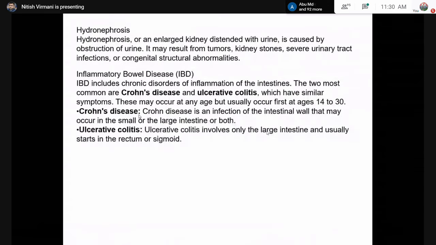Next is hydronephrosis. Hydronephrosis, or an enlarged kidney distended with urine, is caused by the obstruction of urine. It may result from tumors, kidney stones, severe ureteric infection, congenital structural abnormality, and so on.